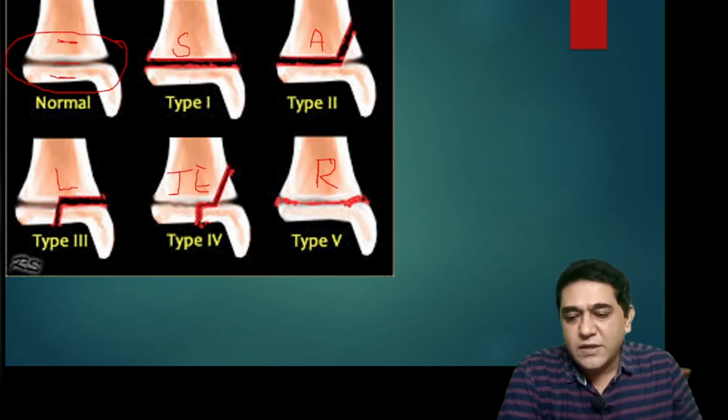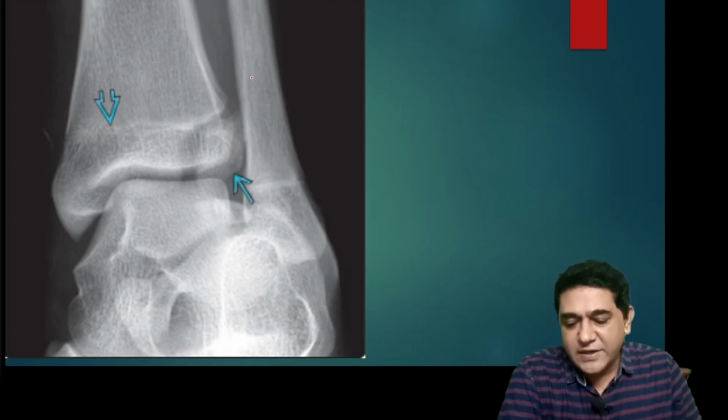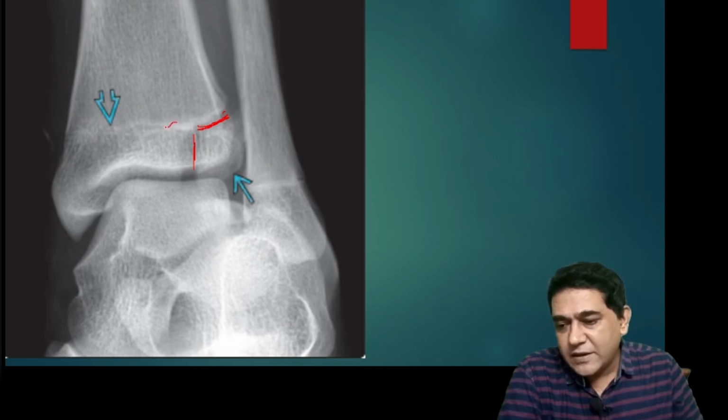Okay, so let's move on to our case. So this is a Mortise radiograph, and here we can see there is a displaced fracture of the lateral corner of the tibial epiphysis. Okay, there is involvement of the epiphysis as well as the involvement of this part of the physis or the growth plate, and rest of the physis or the growth plate appears to be normal.